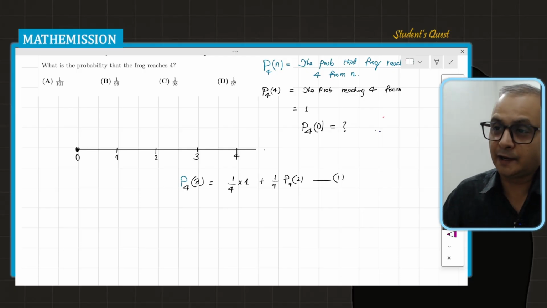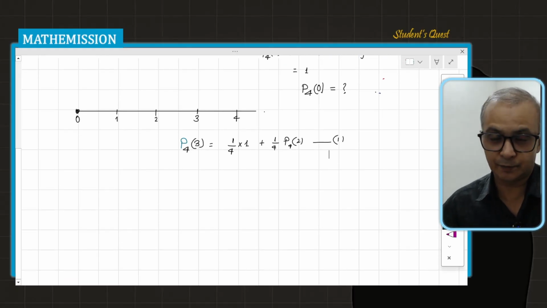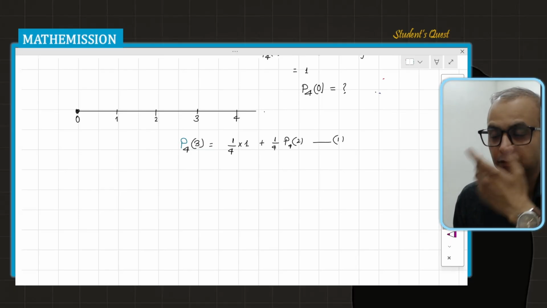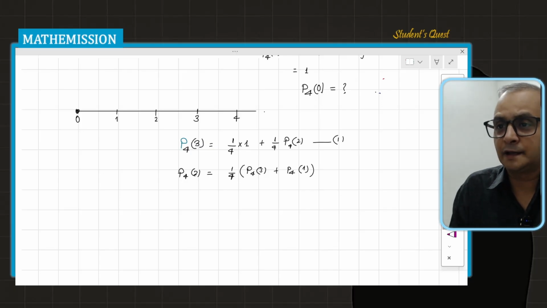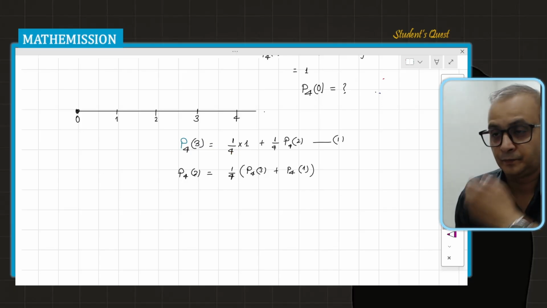And remember we have to find out the probability of reaching 4 from 0. So we have to iterate this process till 0 and then go back to find out. So now the frog is at position number 2. Suppose it wants to go to 4 from 2, again it can be in this way. It can go backward or it can go forward. So we can write 1 by 4 times P43 plus P41. Here also we can take 4 common, but no problem.